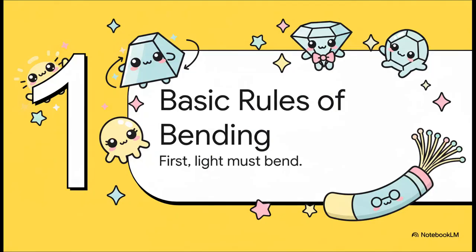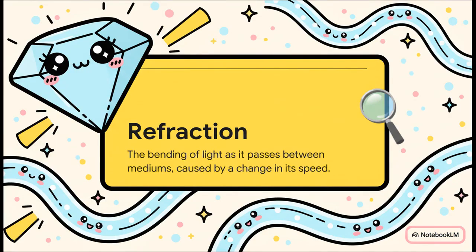Okay, so to get to the total reflection part, we actually have to back up for a second. We first need to get a handle on a more basic behavior of light, the simple rules of how it bends. This bending has a name. It's called refraction. And you have seen this a million times, I promise. Just think about a pencil or a straw in a glass of water, how it looks kind of broken at the surface. Yeah, that's refraction. It happens simply because light changes speed when it moves from one thing, like air, into another, like water. And that change of speed literally forces it to take a little turn.